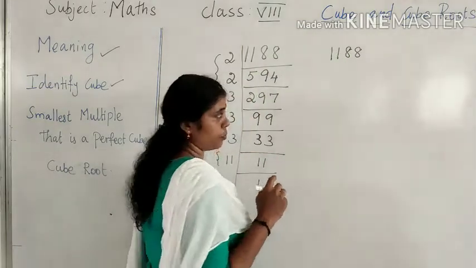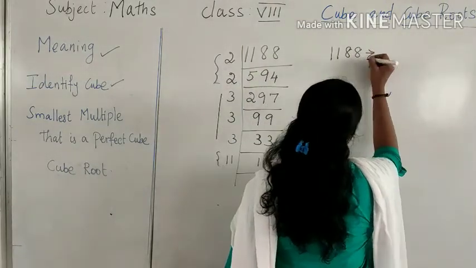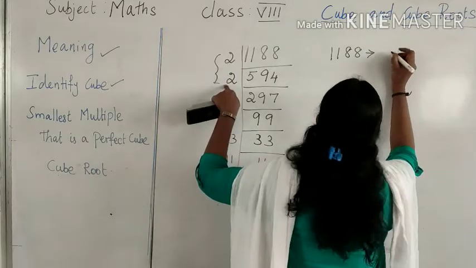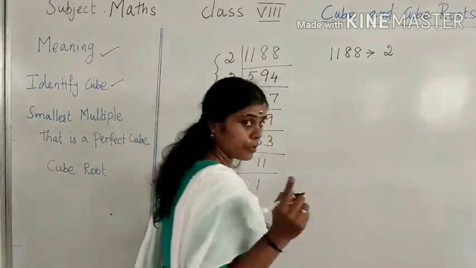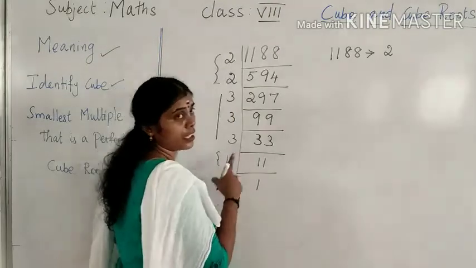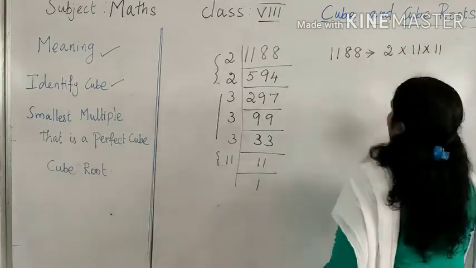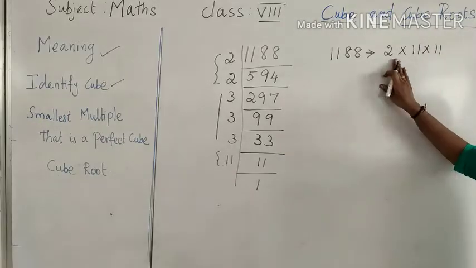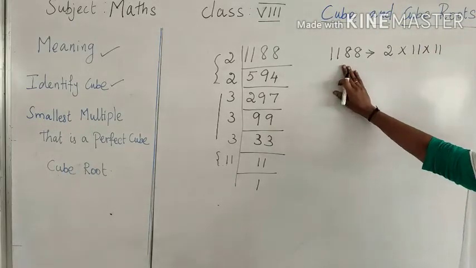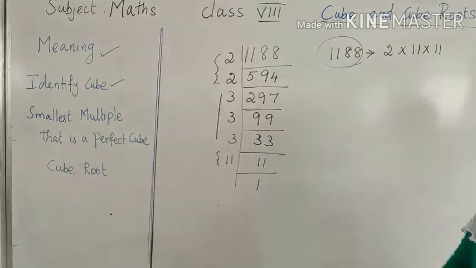1188 as a perfect cube number, we want to make it, means we should multiply with 2, we need one more 2, right? And this 11 needs 2 more 11, that is 11 multiplied by 11. So if we multiply this with the given number, then this number becomes a perfect cube number.